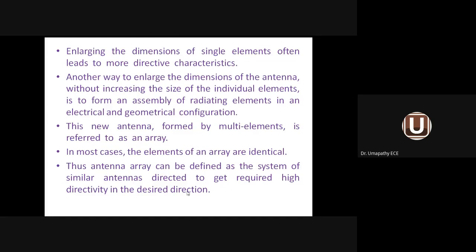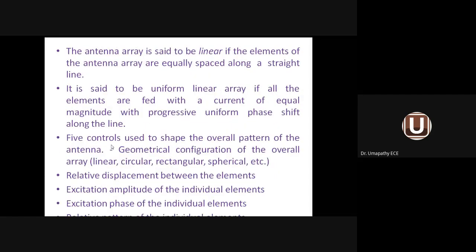So remember, all our antennas are directional in nature. Majority antennas are directional in nature. Directional nature means maximum radiation in a particular direction, minimum radiation in other direction is called directivity, higher directivity in desired direction. So there are 5 controls to shape the overall radiation pattern of the antenna. 5 important parameters are there. One is geometrical configuration of the array. It may be a linear, circular, rectangular, spherical.